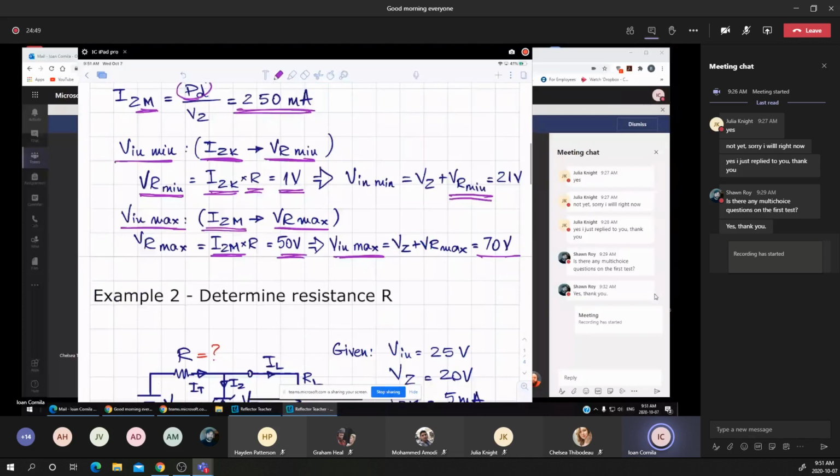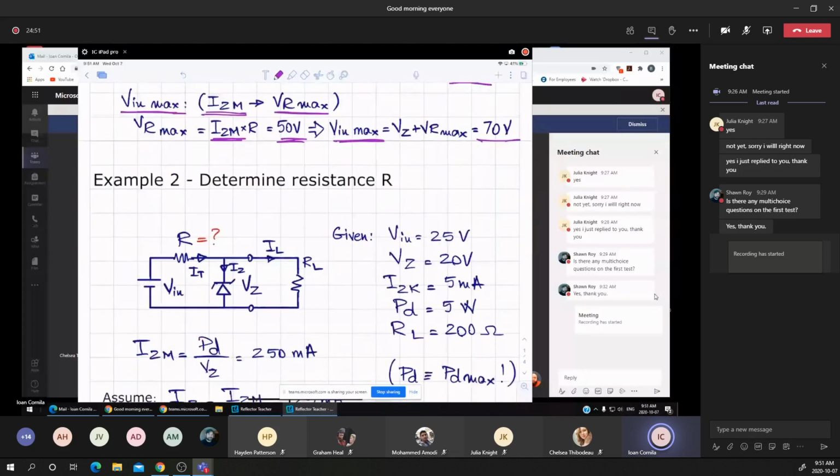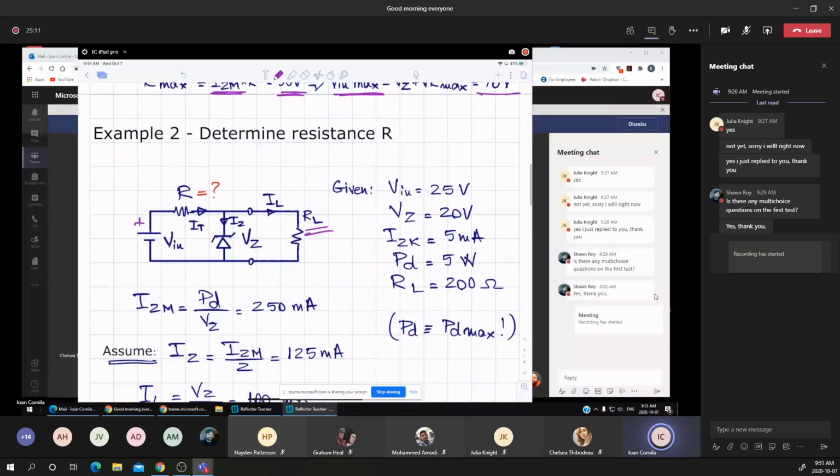for a given load. Now, the second example, or the second type of problem, is where we know the input voltage. We know the V_Z, and a given load. Those are the given information, what we know, what is required for the circuit, and we have to determine the value of the resistance that has to be added into the circuit in order to maintain a constant voltage.